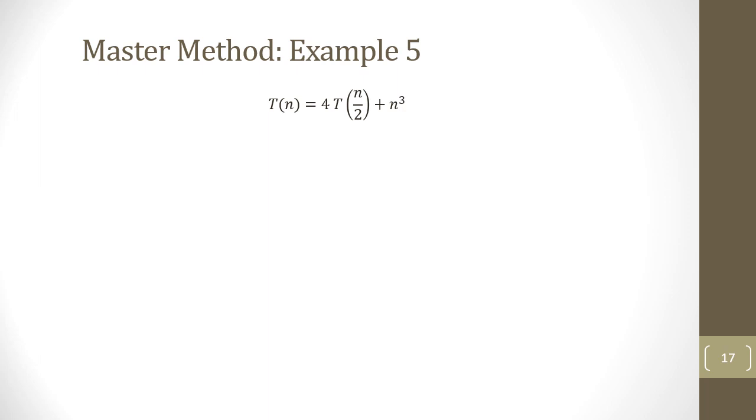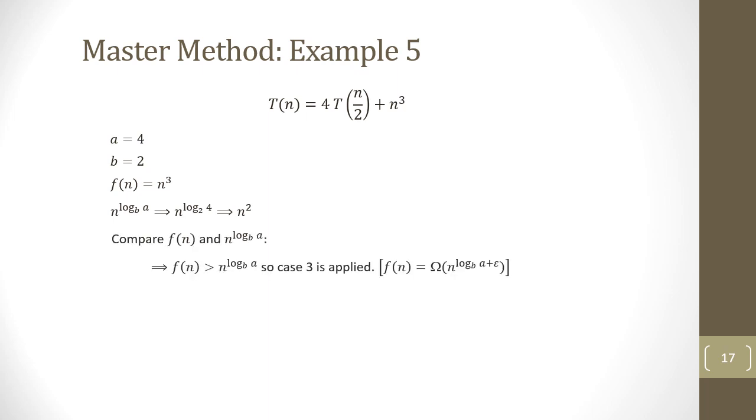For this recurrence equation, A will be 4, B will be 2, f of n will be n cube, n to the power of log base b of A will be n square. So we compare f of n and n to the power of log base b of A. Here f of n has a power of n equal to 3 and n to the power of log base b of A has n square. So the growth of f of n is greater than n to the power of log base b of A. So case 3 is applied.